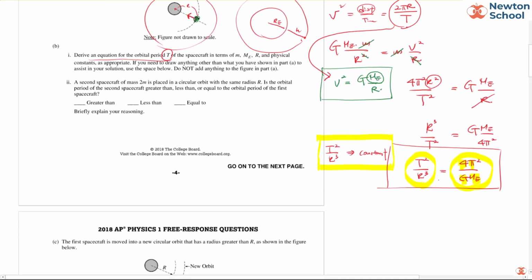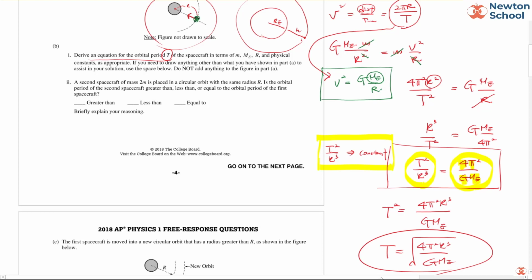And if you want to solve for T, you have to multiply by r cubed. So T squared equals 4 pi squared r cubed over G M_E. And you can solve for T as the square root of that. So that is the period.